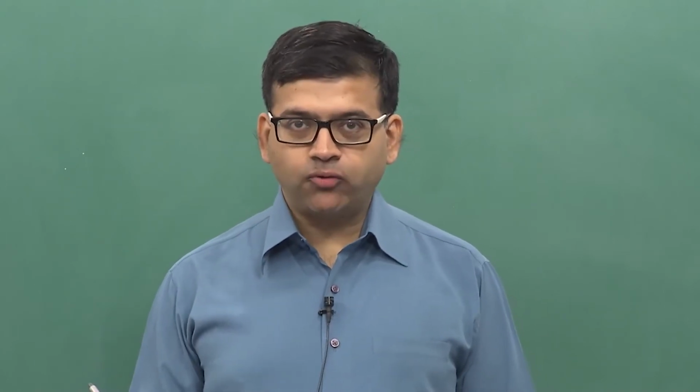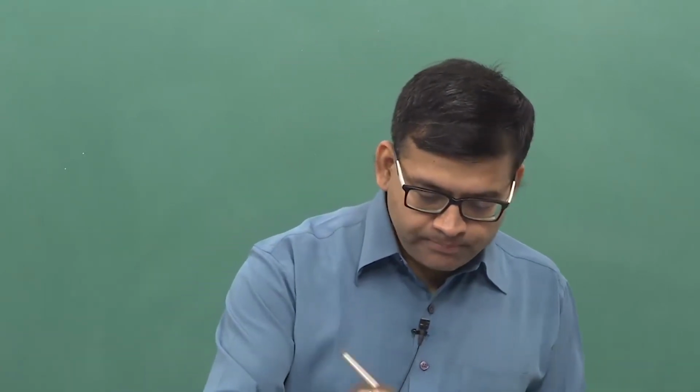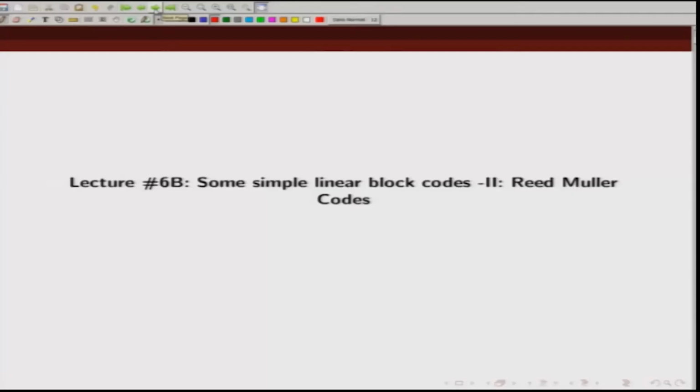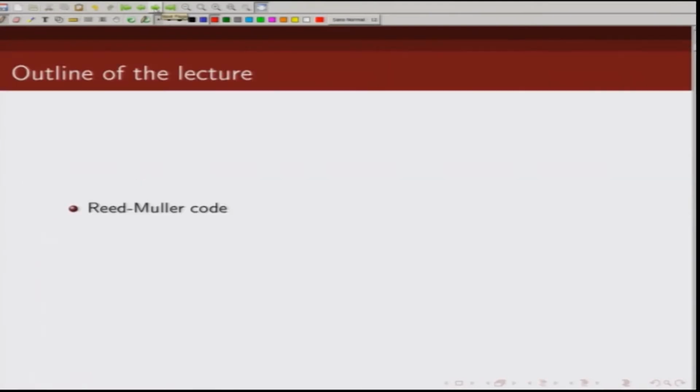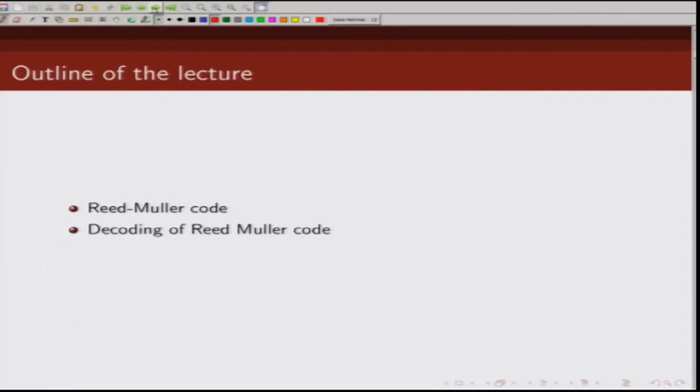Welcome to the course on error control coding and introduction to linear block codes. We will continue our discussions on some simple linear block codes. This time we are going to discuss Reed-Muller codes. We will talk about their construction, we will give an example, we will prove some properties of Reed-Muller code, and then we will talk about decoding of Reed-Muller code.